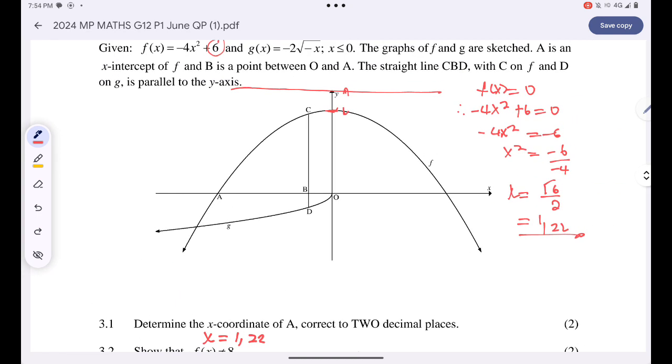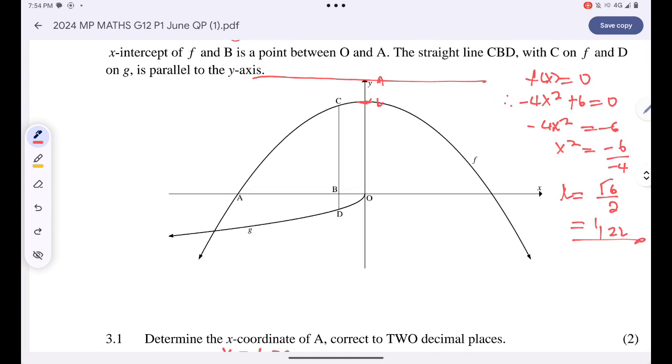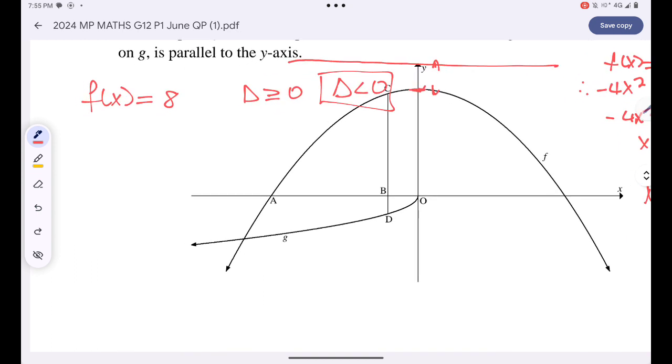Or another way, guys, you can tackle this question. You can simply find your discriminant. Go back to your nature of roots, right? Check whether f of x is equal to 8 will give us a discriminant which is positive or a discriminant which is negative. Are you together? If our discriminant is negative, we can therefore conclude that f of x cannot be equal to 8. Okay, let's just do so.